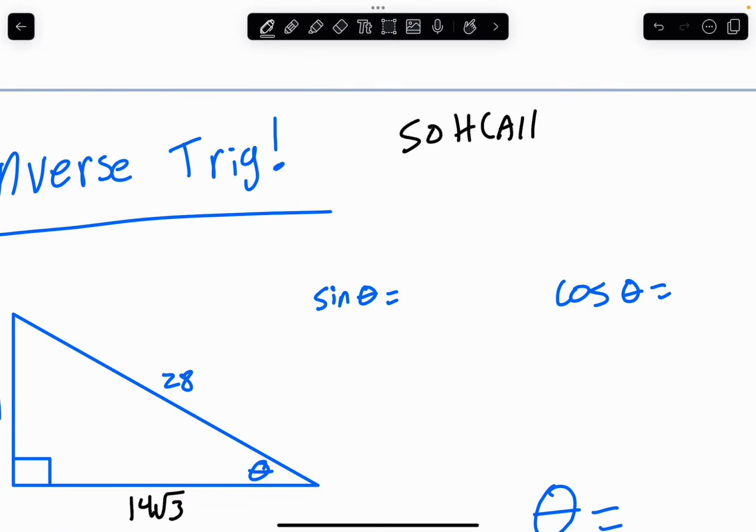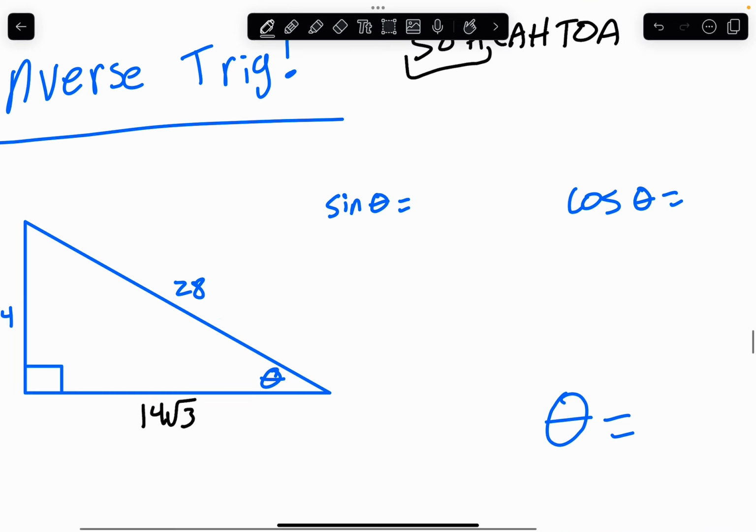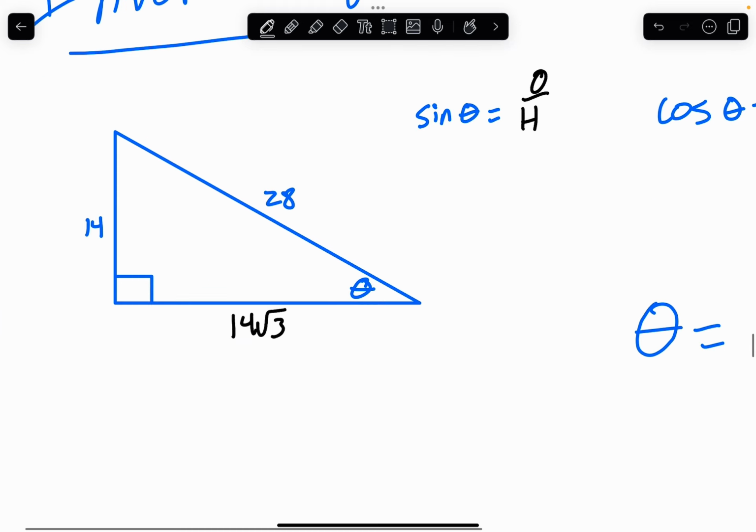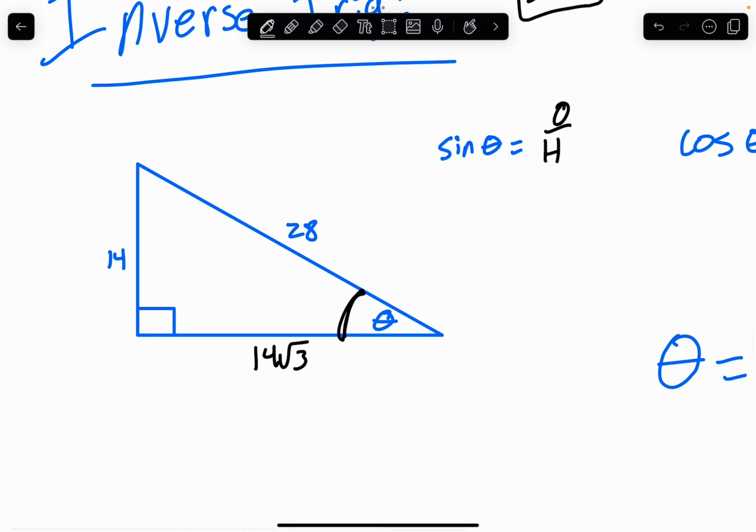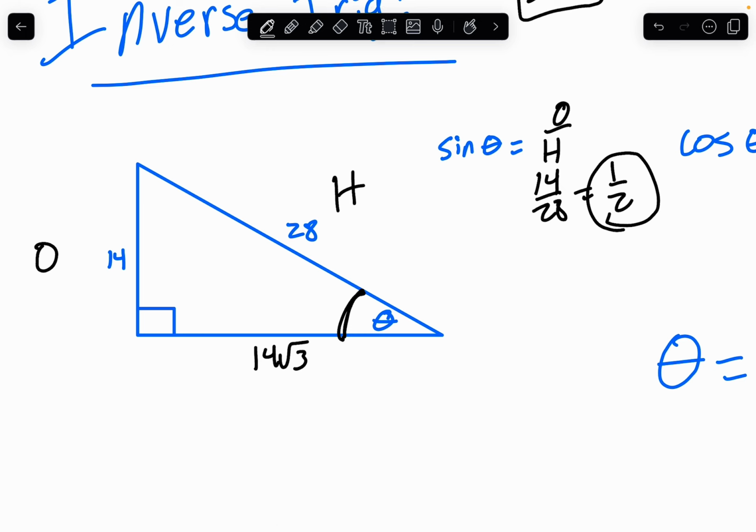So sine of theta, if you remember, and I've told you guys, write this on your page every time if you need to, but sine is the so part of so, ka, toa. So we're doing the so part. So sine of theta has to equal the opposite over the hypotenuse, which on this question, if this is my theta, would be 14 over 28. But you have to fully reduce that. The final answer would be 1/2. Sine of theta is equal to 1/2.